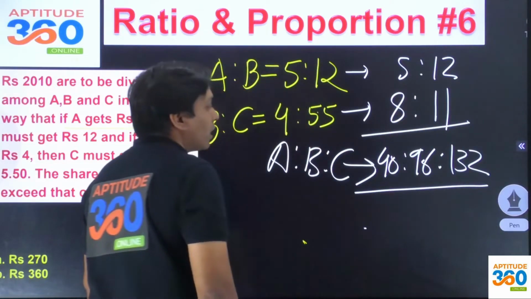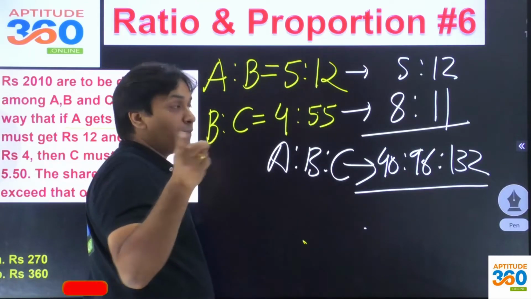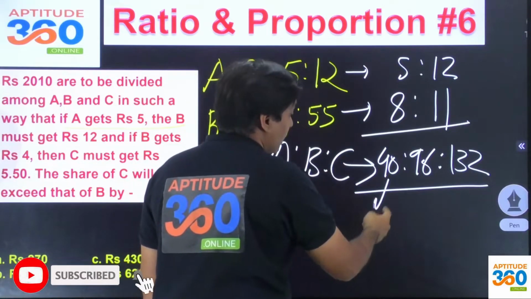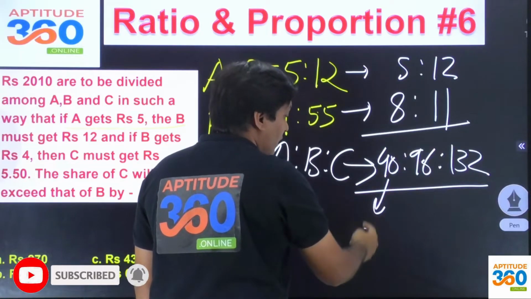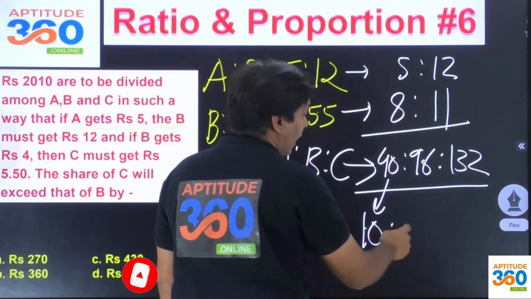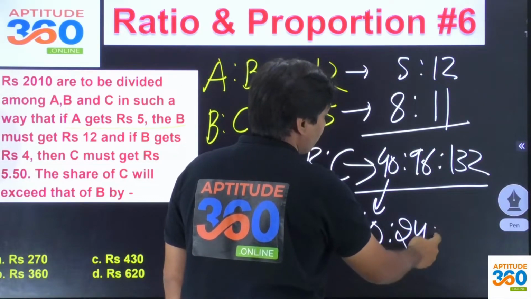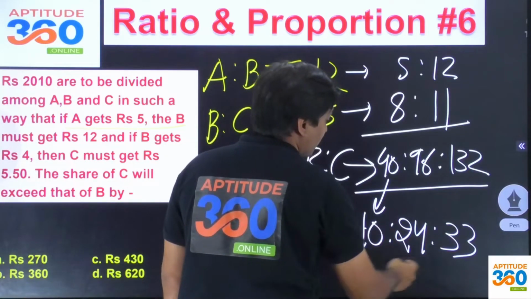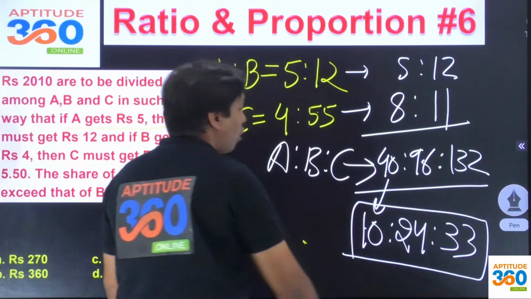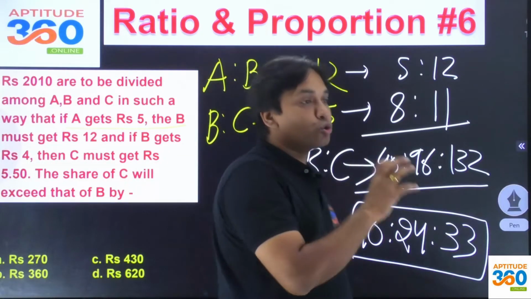Please try to understand this one. If you've not seen video number 4, please go and watch it. 4 सब में common है, so this is going to be 10 and then this is going to be 24 and this is going to be 33. So what is the ratio of A, B, C? It is coming out as 10, 24 and 33.